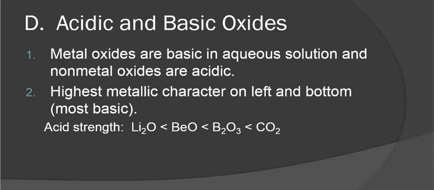And then finally with oxides, metal oxides are basic, non-metal oxides are acidic. And we get the highest metallic character on the left and bottom of the periodic table. So that would be the most basic. So if we're comparing oxides and you want the strongest acid, you want up towards the top right of the periodic table to have the strongest acid.